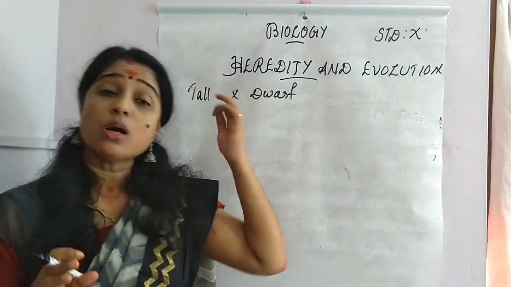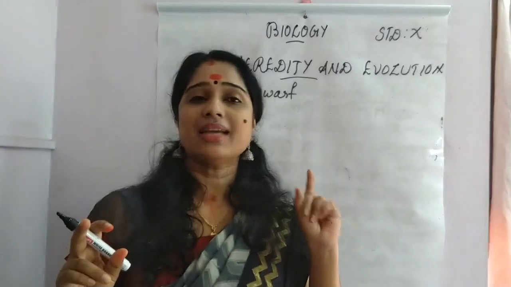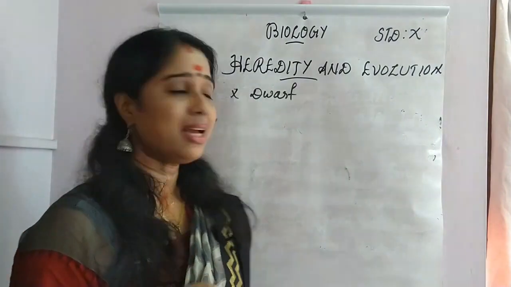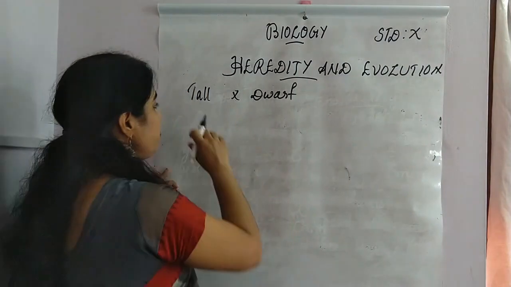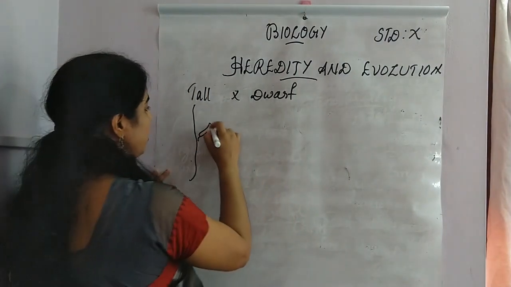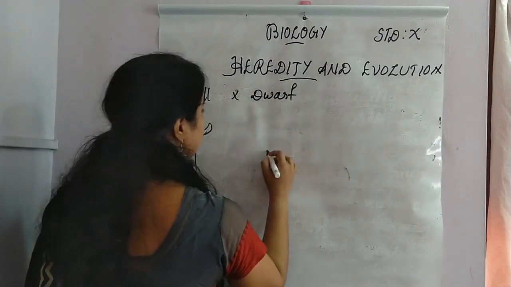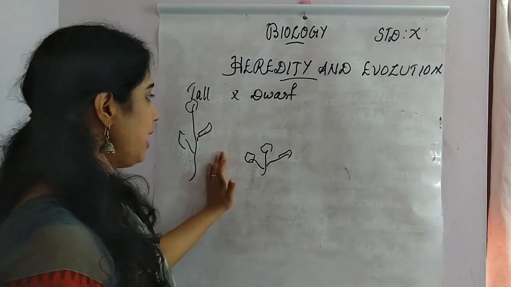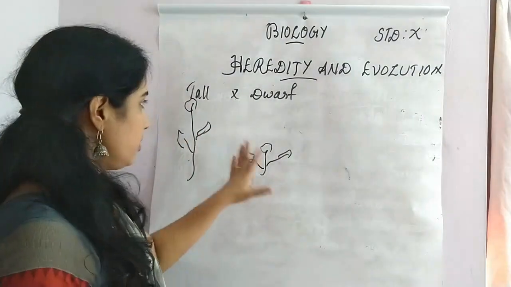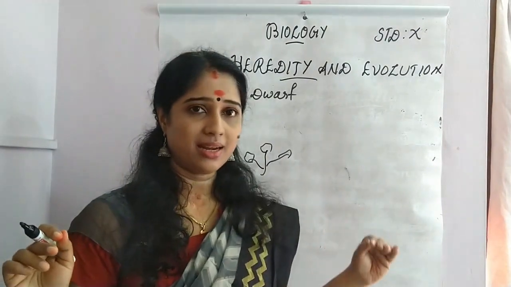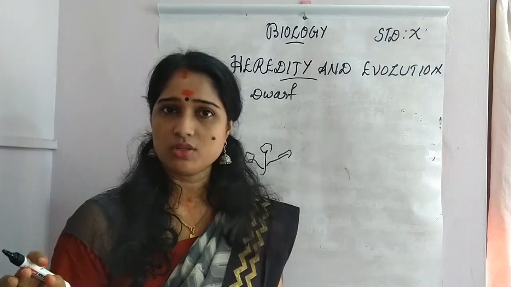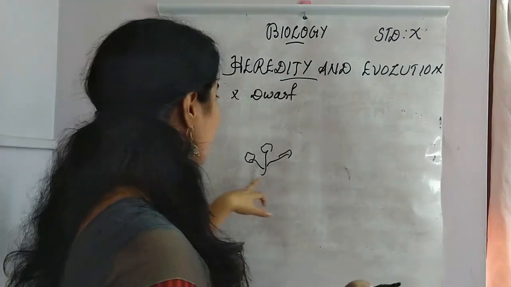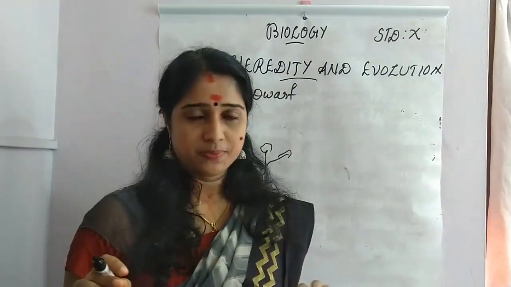But in the beginning, Mendel concentrated only on a single character. As he started his experiment, he selected only a single pair of contrasting characters. So he selected one tall plant and another one short plant. Don't think that these plants do not have any other characteristics. They have all the characteristic features of plants, but still Mendel concentrated only on the height of the plant. So one is tall, another one is dwarf or short.